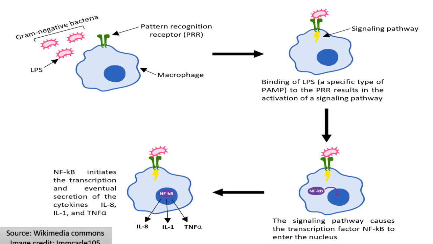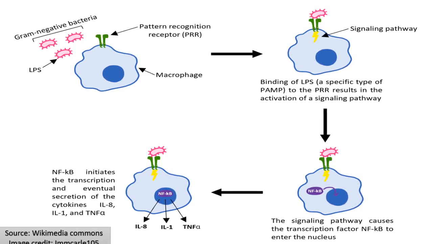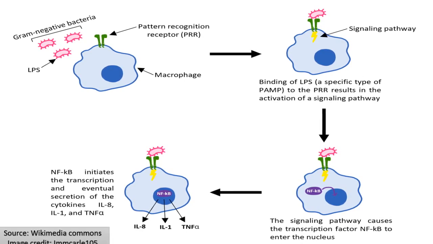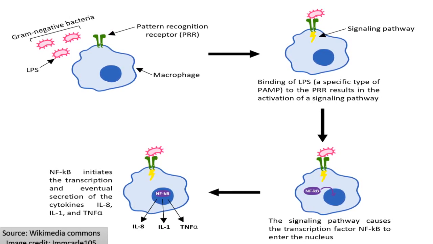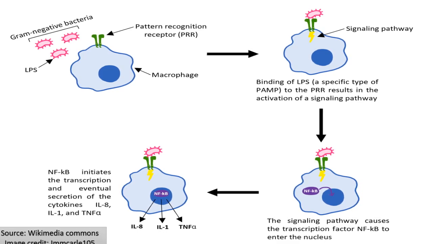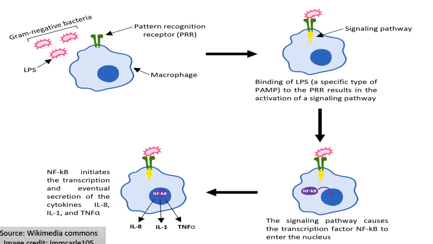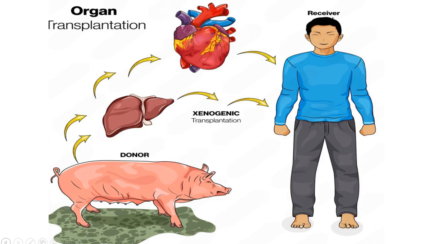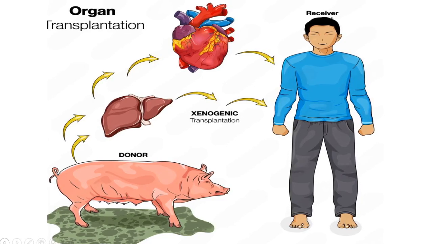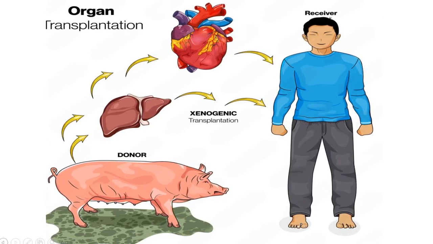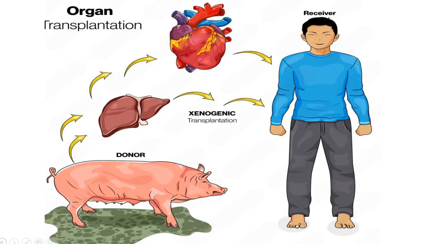PAMPs include components like lipopolysaccharides, LPS, peptidoglycan, bacterial DNA and viral RNA, etc. They are detected by pattern recognition receptors, PRRs, on immune cells, triggering an innate immune response to help defend against infections.